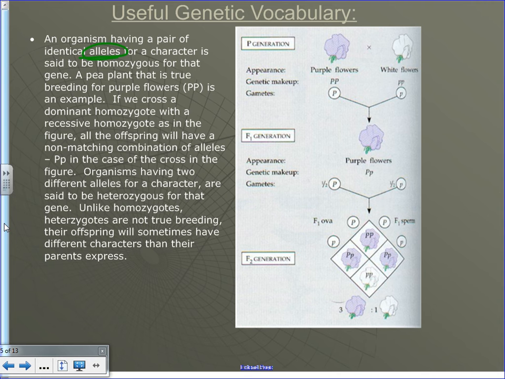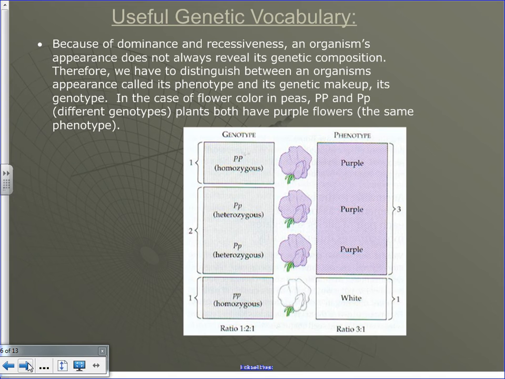Okay, so if you're heterozygous, you've got one copy of each allele, and if you're homozygous, you only have one allele. You have two copies of the same allele. All right, because of dominance and recessiveness, an organism's appearance does not always reveal its genetic composition. For example, all of these plants are purple, but they do not all have the same combination of alleles.